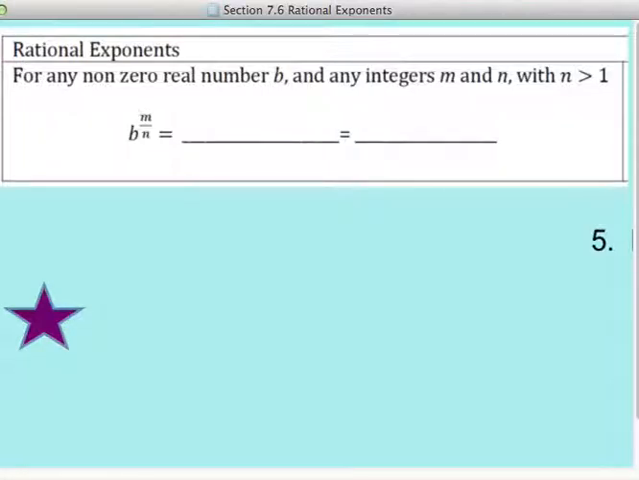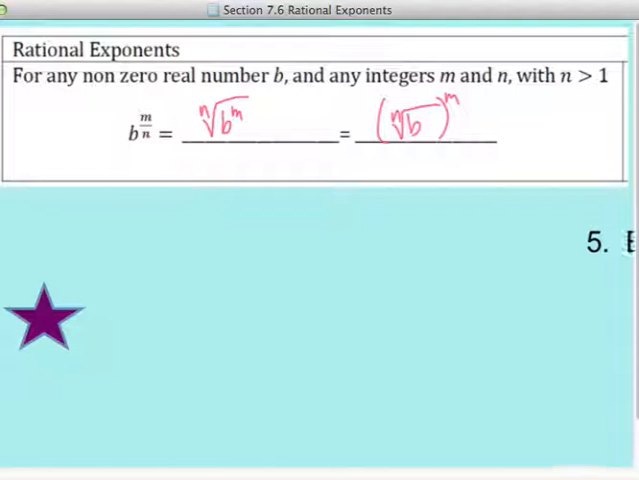So, for non-zero real numbers b and any integers m and n, with n greater than 1, n has to be greater than 1 because it's in the denominator, can't divide by a 0. I would have b to the m over n is really the nth root of b to the m. Or the other way that you can think about it, it is the nth root of b and all of that taken to the m. You can do it in either order, whichever is easier. You want to evaluate it and see what's easiest for you to do first.